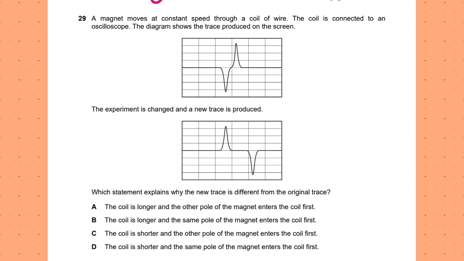So the first thing we can see is that the polarity has changed, right? Previously we had negative first and then positive, now we have positive first, then negative. So according to Lenz's law, this must mean that we are now making some changes as to how this EMF is produced. If you look at the options, it must be the case that the other pole of the magnet is now entering first. If the same pole of the magnet was entering, the polarity would be the same, right? It would be first negative and then positive.